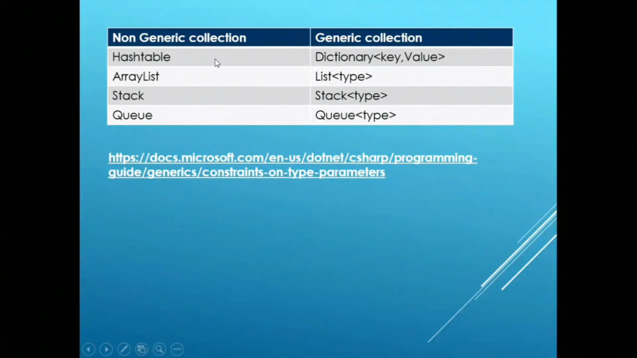.NET Framework provides both non-generic and generic collections. Hashtable is a non-generic collection. Its corresponding generic collection is Dictionary, which gives you key value pairs. ArrayList is non-generic and its generic collection is the generic List type. Similarly, Stack and Queue have their corresponding generic collections.